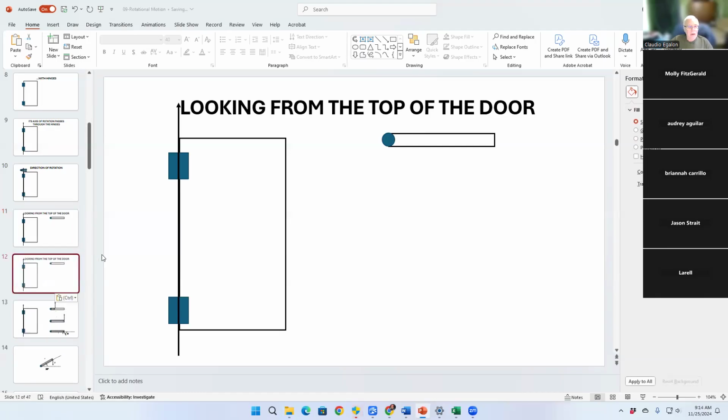The door can rotate in either direction. Here you go. Can rotate in this direction.